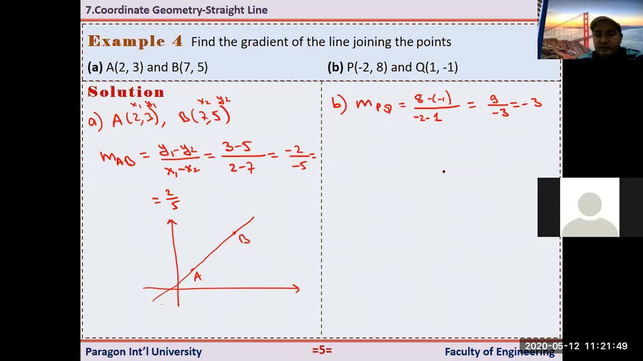And what does negative mean? Negative means our line is something like this. This one is increasing, this one is falling down. So the gradient of this line is m equal to -3. Negative number means the line is falling down, right? And positive means it is moving up, or just rising. Okay.